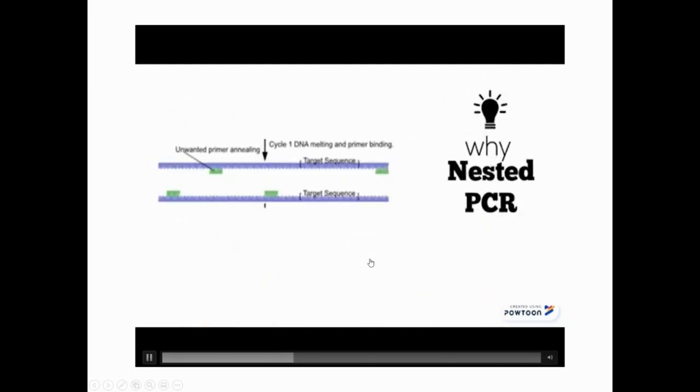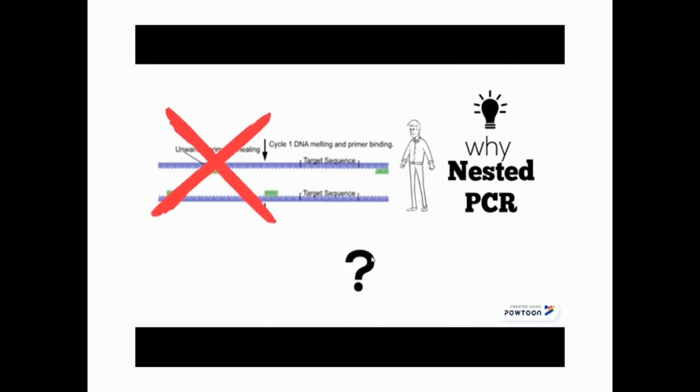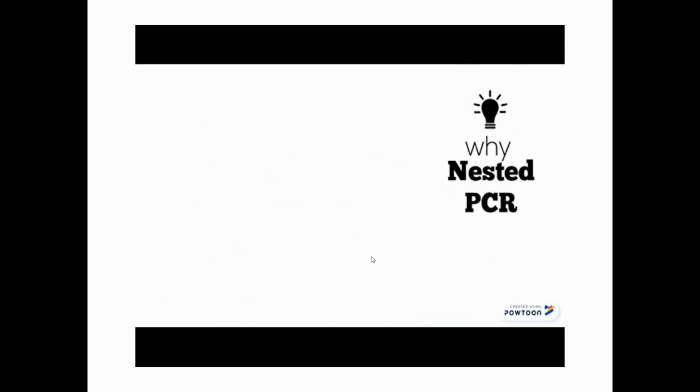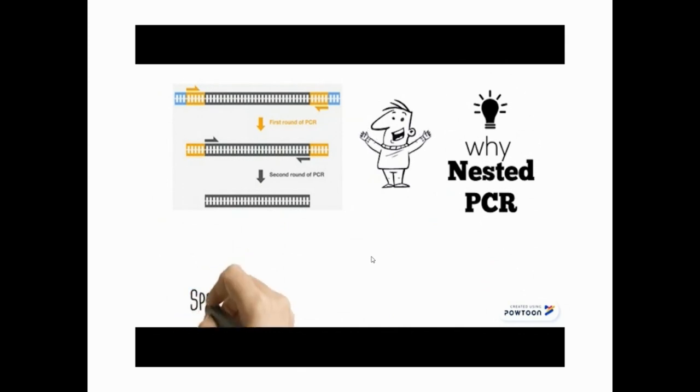A commonly occurring problem with PCR is aspecific primer binding to the DNA, giving unexpected products. So what can you do to reduce this mispriming? Do a nested PCR. With nested PCR, we won't stop after doing a regular PCR. We use a second primer set that binds just within the product of the first primer set. This increases the specificity and mispriming is reduced.